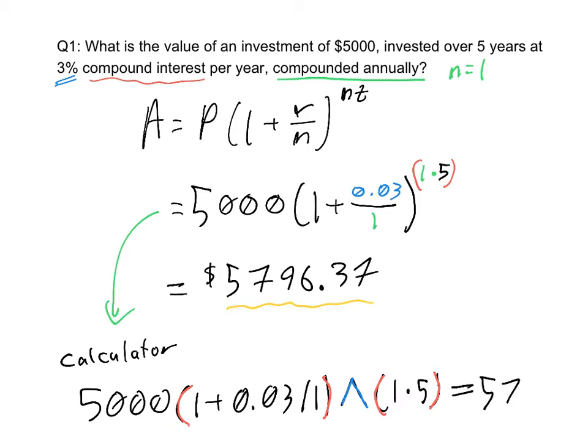And this is where your answer of $5,796.37 will come from, rounded to 2 decimal places because we're dealing with money. Before you go on to the next slide, I would make sure that you pause this and evaluate it on your calculator to ensure that you get the same answer that I did.